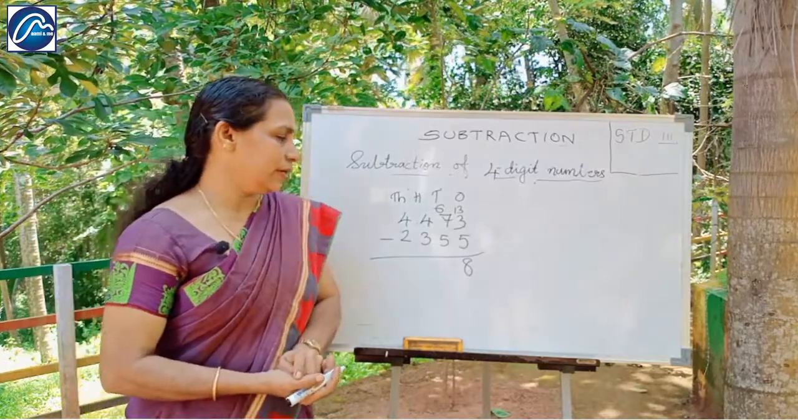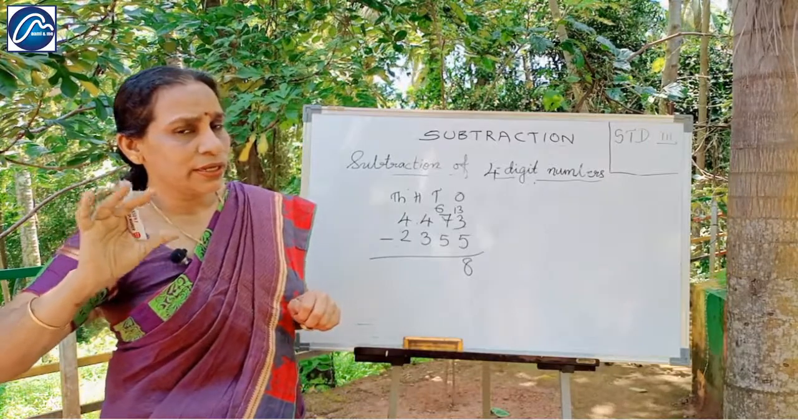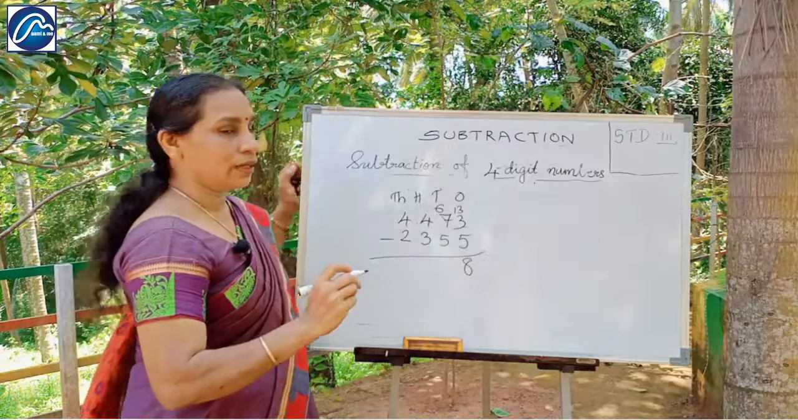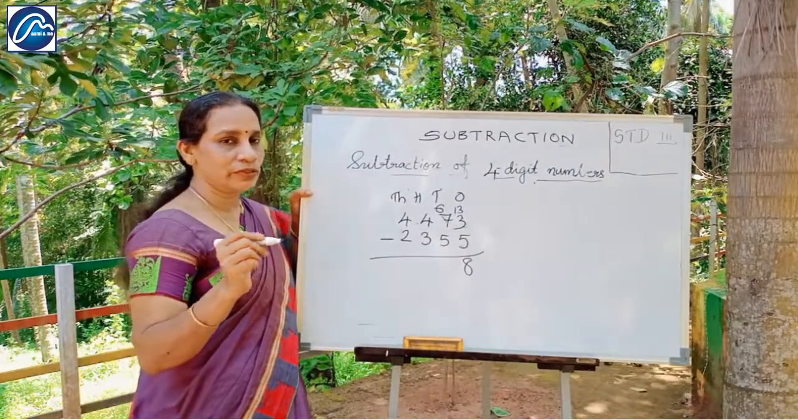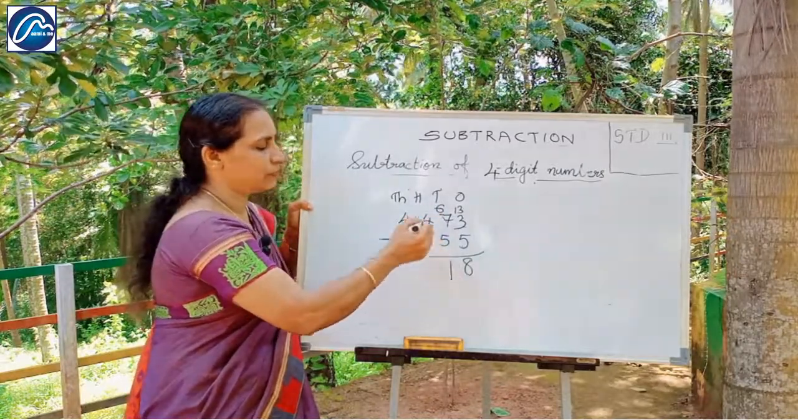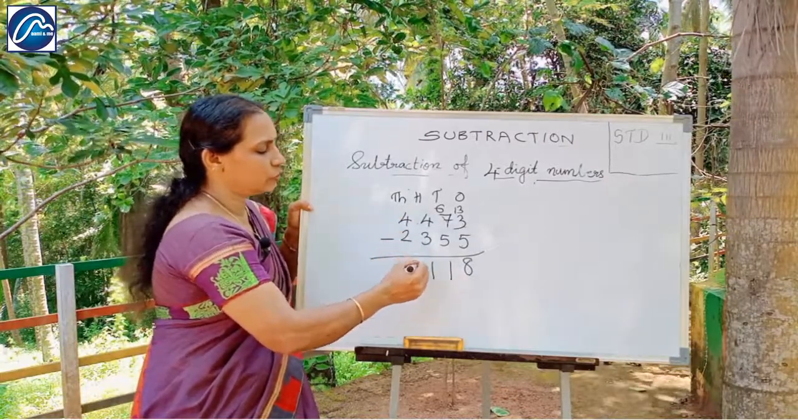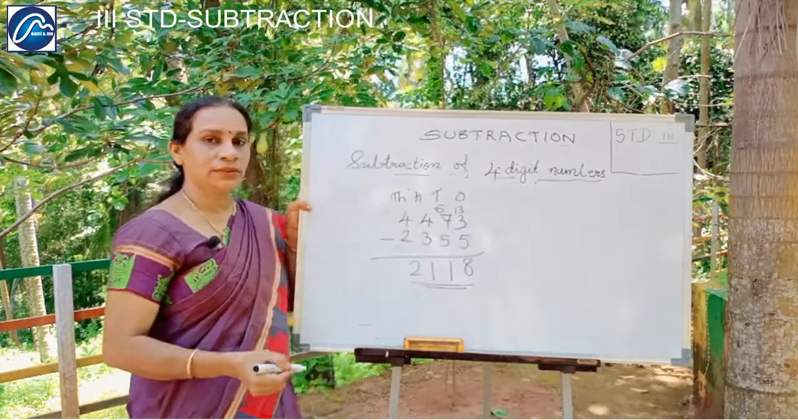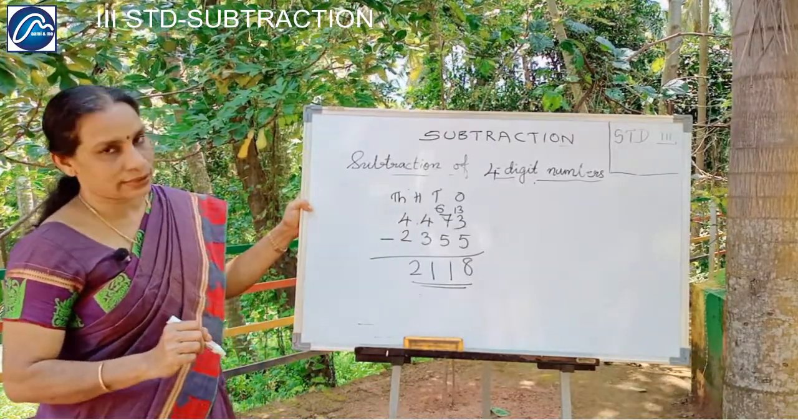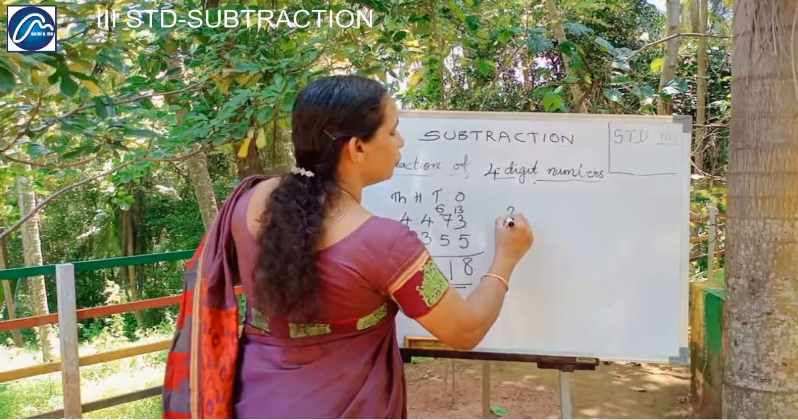It's an easy way. You count 5 plus 5, 10, 10 plus 3, 13. So 5 3 8. That method you can use while subtracting. 6 minus 5, 1. 4 minus 3, 1. 4 minus 2, 2. So the answer is 2,100. Here we regrouped ones and tens. So one more example I give. 2,400.